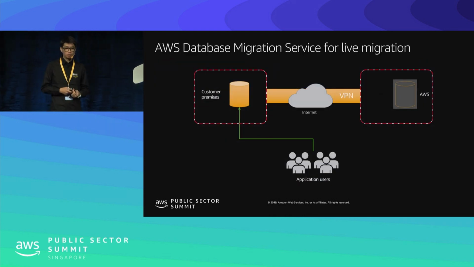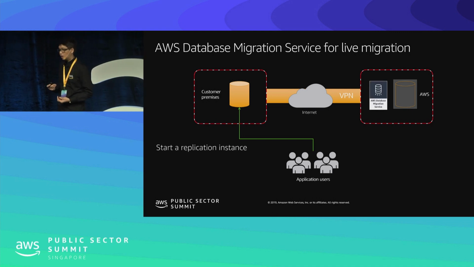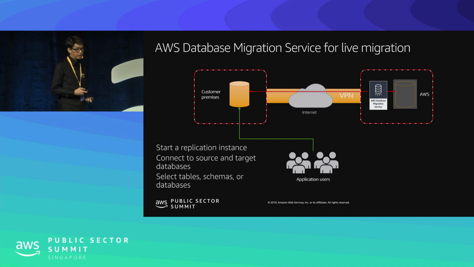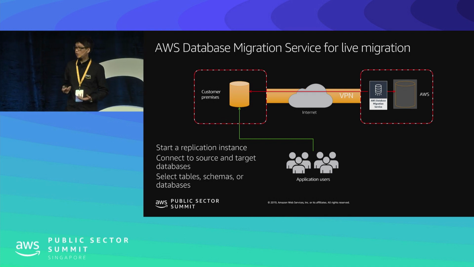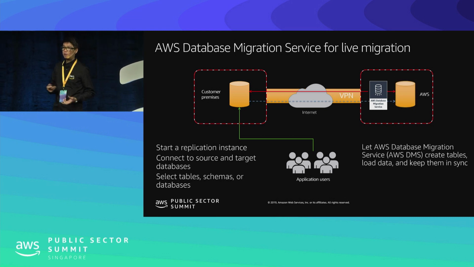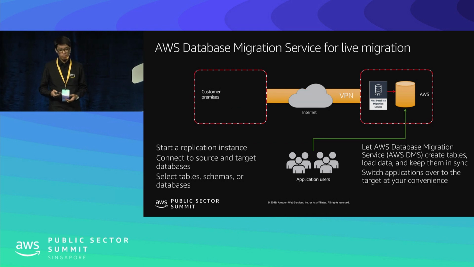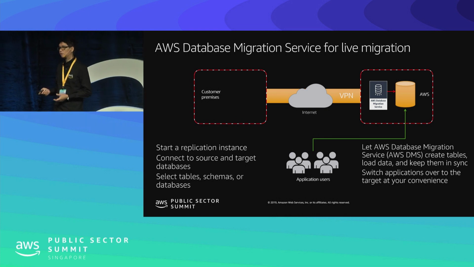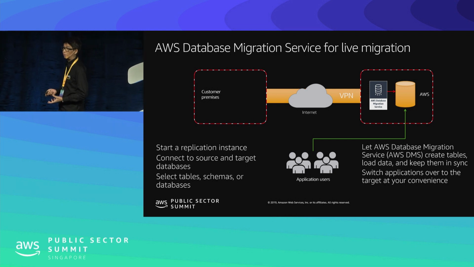So how do you leverage DMS? First of all, you launch a replication instance on DMS. You connect to the source, connect to the target. You select the tables, the schemas, or the number of databases that you want to sync across. And with that, Database Migration Service will automatically sync the data from the source to the target. Once you're done, you can switch the application to point to the new database once you're comfortable with that database.